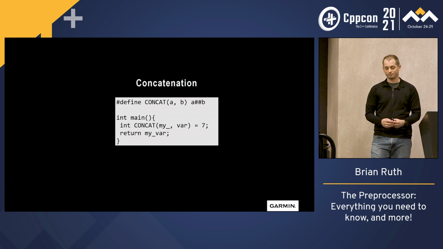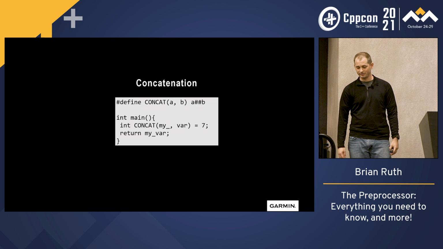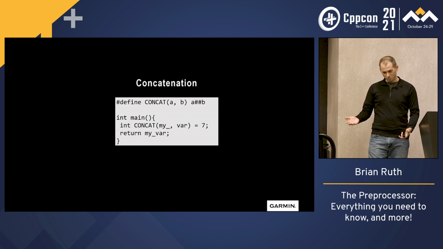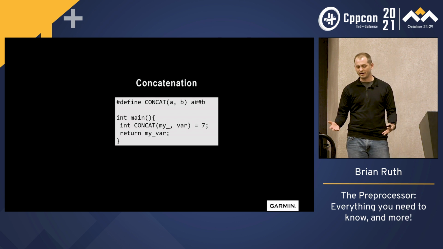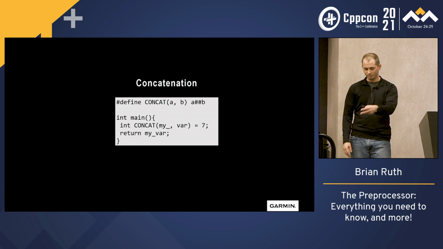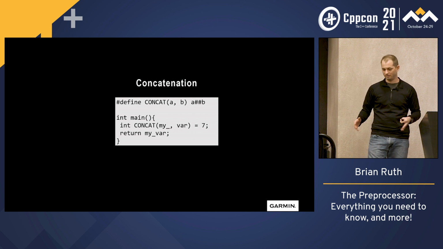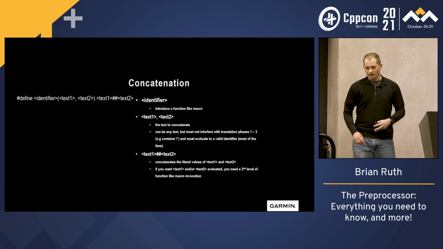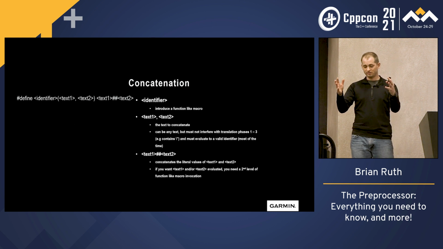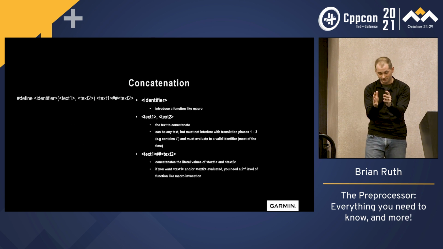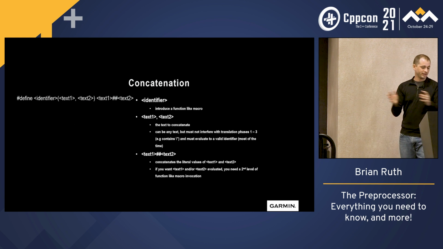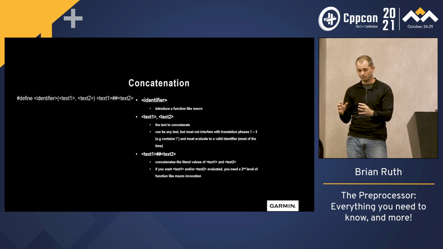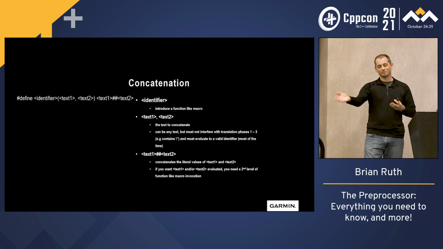Concatenation. If you have a single pound, it's stringification. If you have double pound not followed by VA_ARGS, it is concatenation. You can do weird things with this, like create a variable using the preprocessor. Here we don't have any myVariable defined, as you're looking at the code, but we're returning myvar, and this compiles because we introduce the identifier, and then we have these two sections of text, and we smush them together as text, right? This can be any text, but again, it can't interfere with those translation phases, and it's going to concatenate those literal values together.